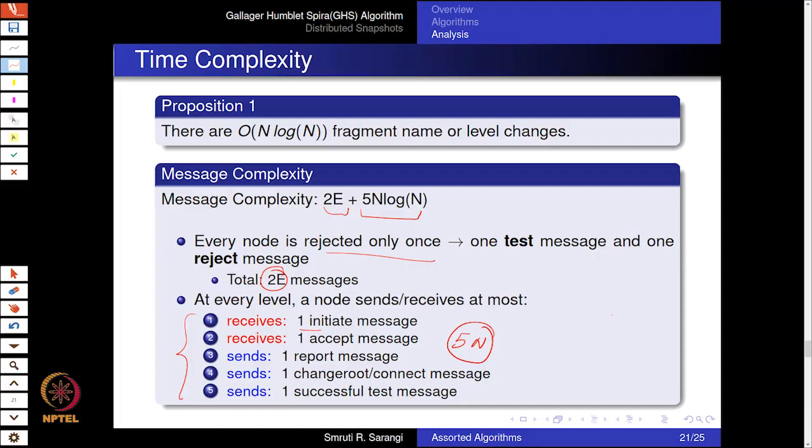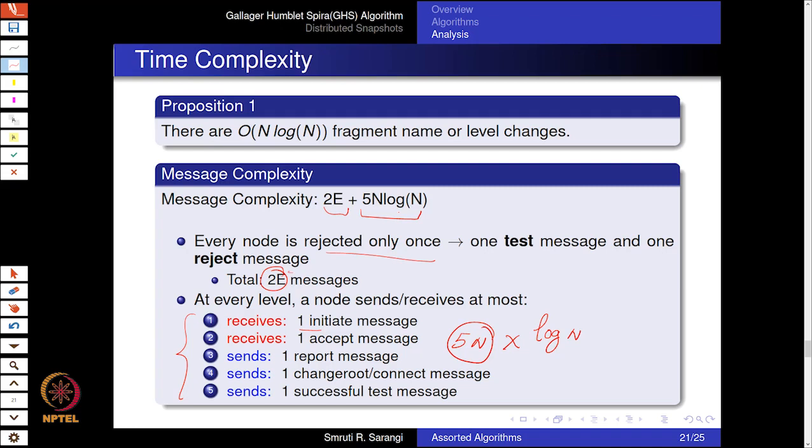So armed with this information, let's go back. Given the fact that we will at best have log n level changes, and per level change 5n messages are sent, the total number of messages is 5n log n. So it is basically 2e plus 5n log n is the total number of messages that we are looking at. Essentially it is 2 times the number of edges plus 5n log n, where n is the number of nodes. So that's what we are looking at. In terms of complexity, this is not that bad at all.